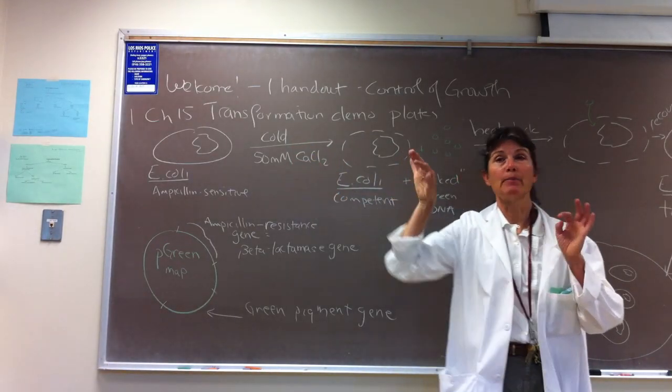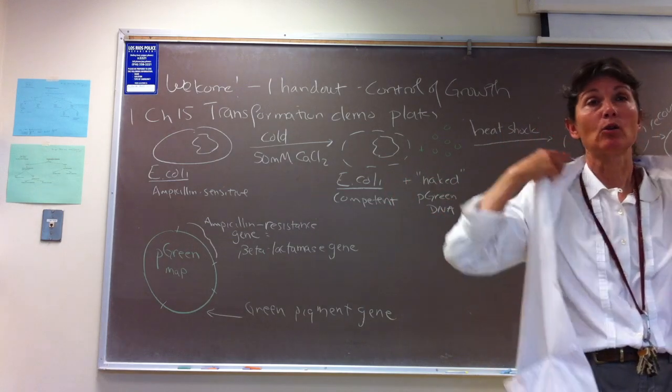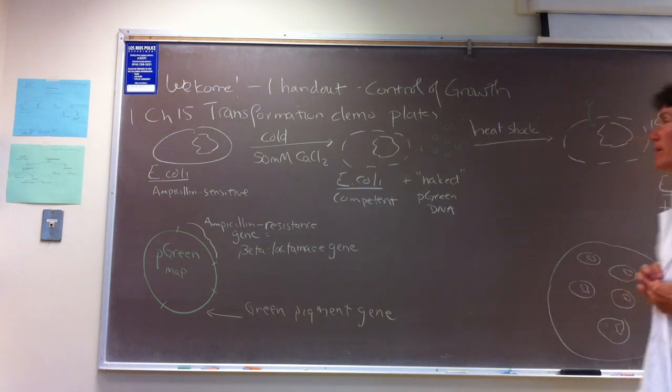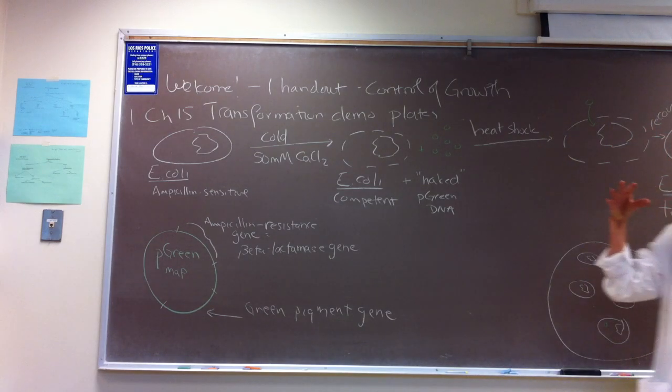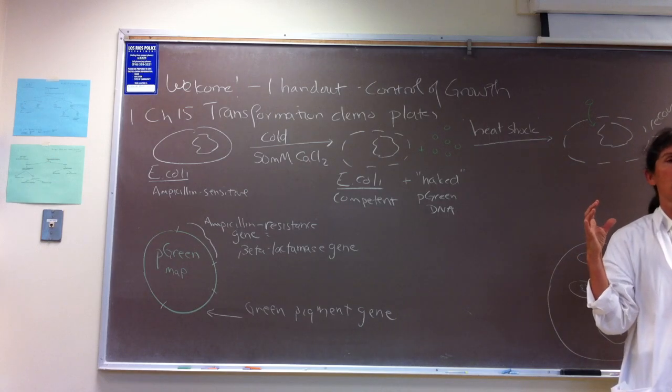Okay, so again, you guys, not to make you silly, but I know we're all tired. So, what was the treatment we used to make the E. coli competent? Cold calcium chloride. Excellent. Now, the actual changes in the E. coli cell that make them competent, I think we're not exactly sure what's going on.